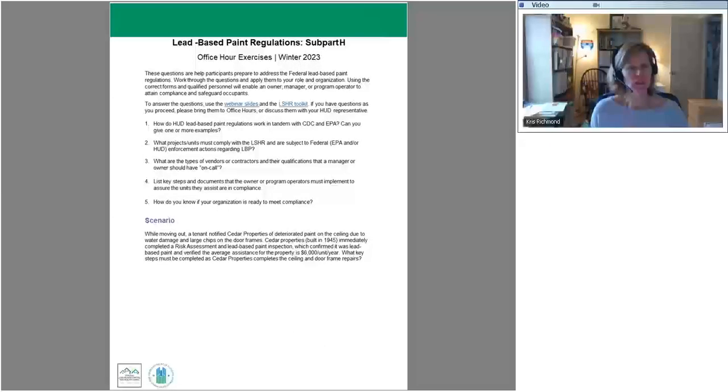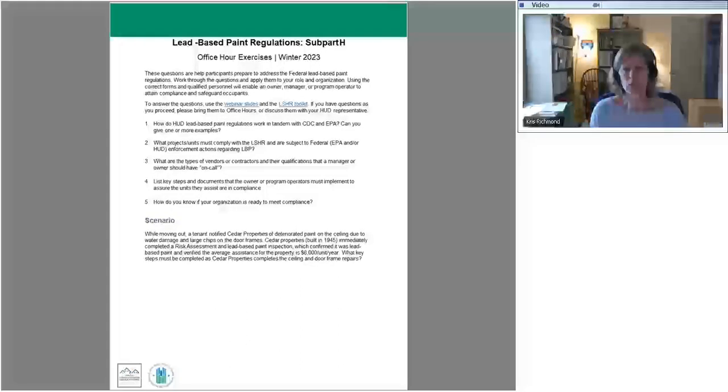So our scenario here, someone is moving out, we're project-based assistance, obviously, and a tenant's moving out, and they've notified Cedar Properties of deteriorated paint on the ceiling due to water damage and large chips on the door frames. Cedar Properties was built in 1945 and immediately completed a risk assessment and lead-based paint inspection, which confirmed it was lead-based paint and verified the average assistance for the property is 6,000 per unit per year. What steps must be completed as Cedar Properties completes the ceiling and the door frames?